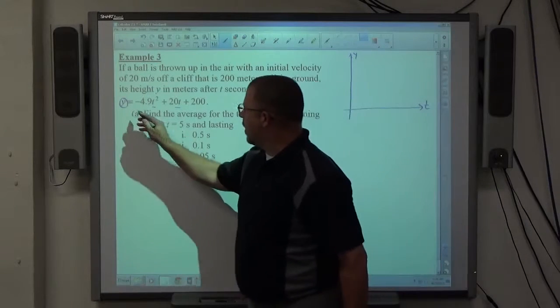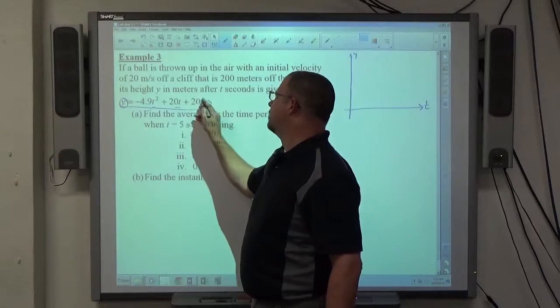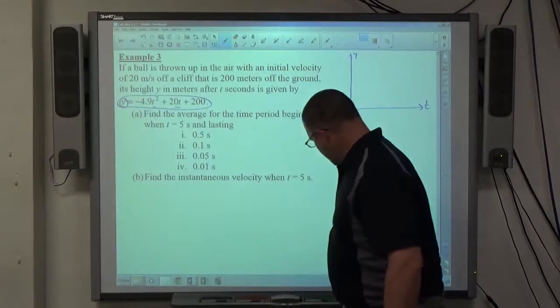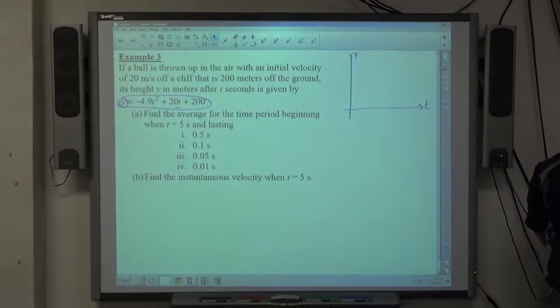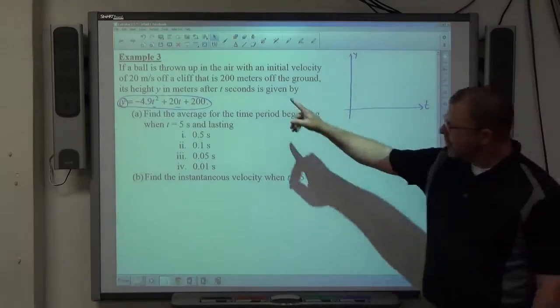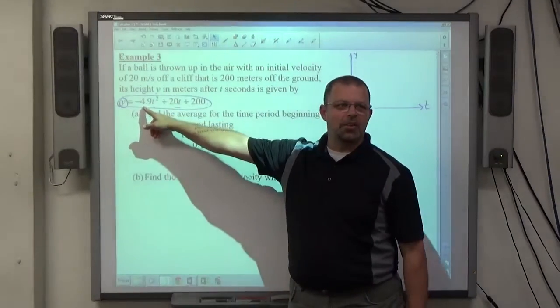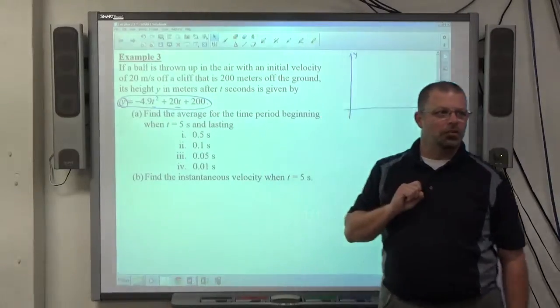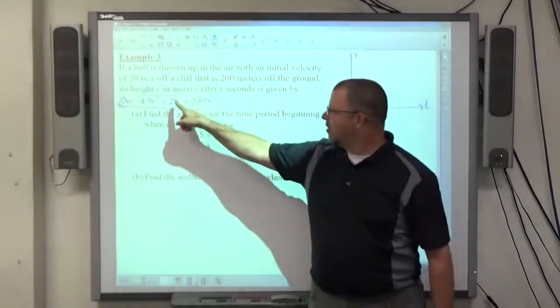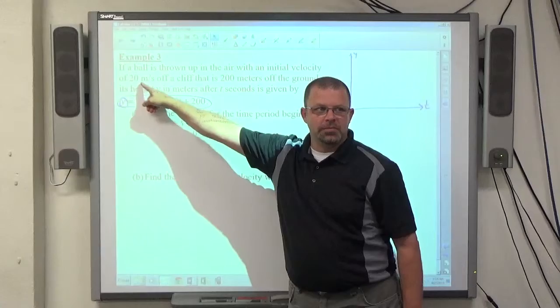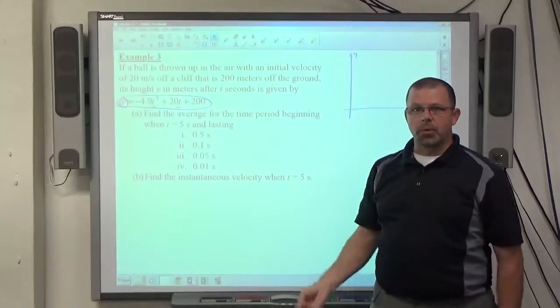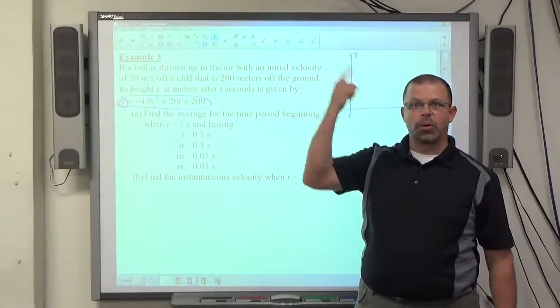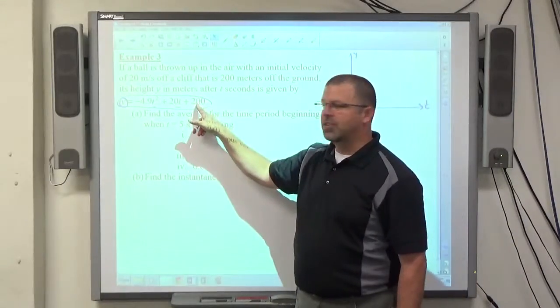This is an equation based on the gravity of Earth. The acceleration due to gravity on Earth is negative 9.8 meters per second squared. That's exactly half of the gravitational pull of Earth, so the 4.9 is half of that. Okay, this is how fast it was going when it started. It was thrown upward at 20 meters per second, that's a positive 20 meters per second velocity, and this is the initial starting point.